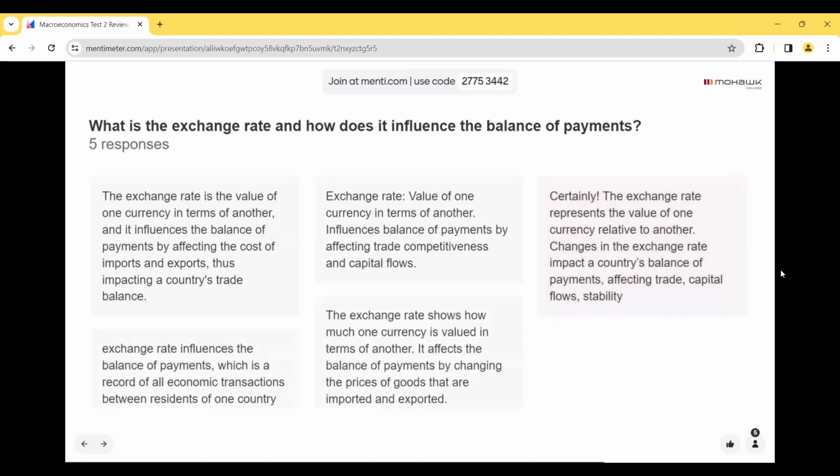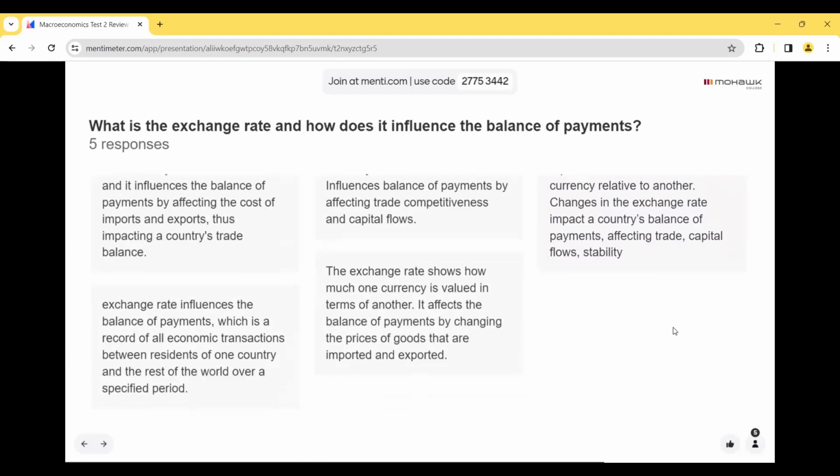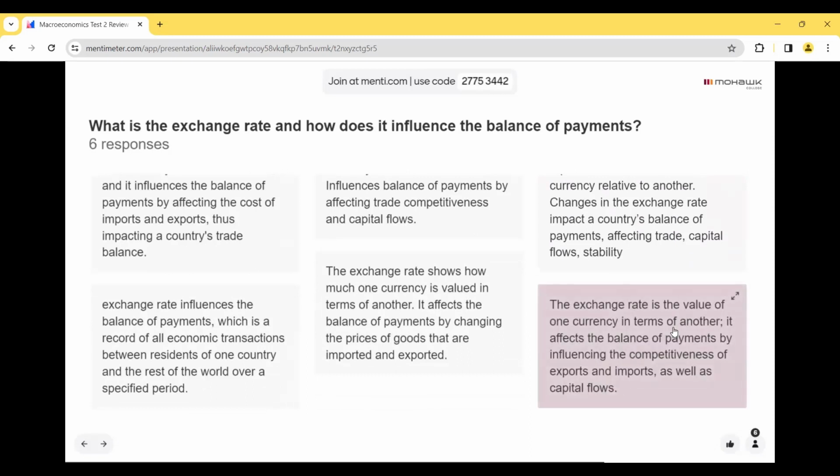The exchange rate represents the value of one currency relative to another. Changes in the exchange rate impact a country's balance of payments, affecting trade and capital flow stability. The exchange rate shows how much one currency is valued in terms of another. It affects the balance of payments by changing the price of goods that are imports and exports.